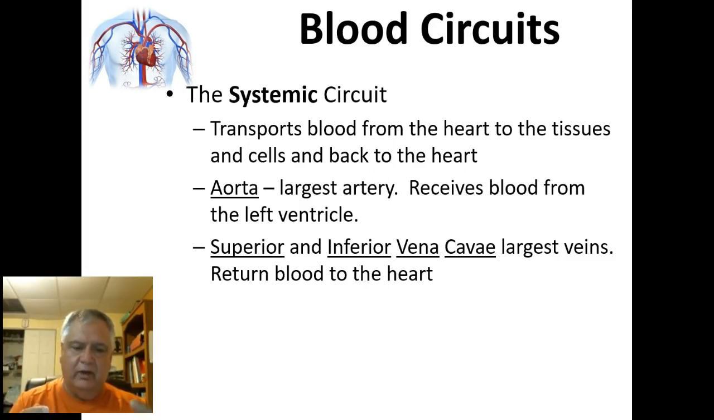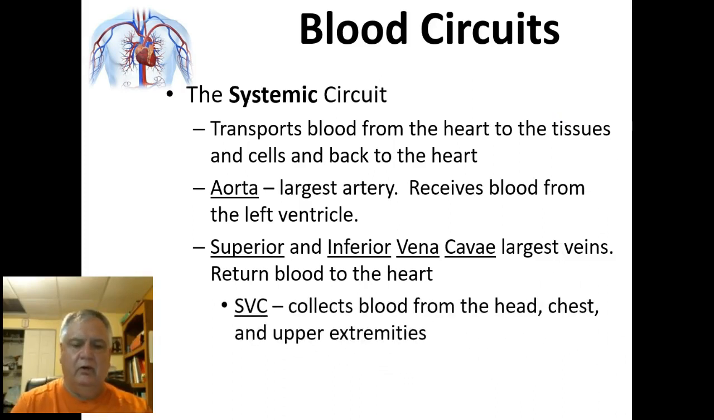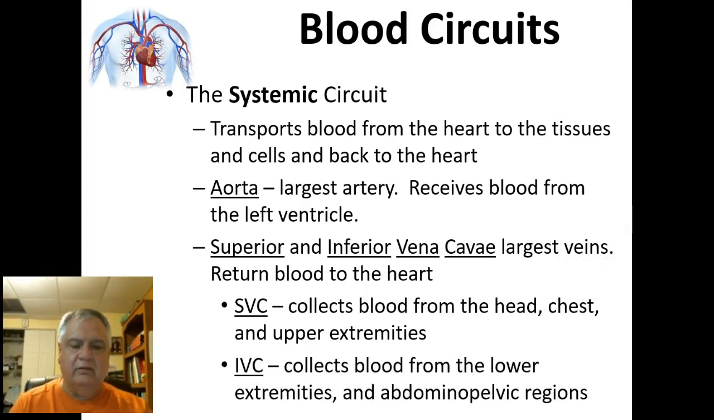The capillary beds form the venules. The venules form the smaller veins. Eventually, those smaller veins bring blood back to either the superior or inferior vena cava. These are the largest of the veins, and they return the blood back to the heart. The superior vena cava, by the way, collects blood from the head, chest, and upper extremities, while the inferior vena cava is going to collect blood from the lower extremities and the abdominopelvic regions and return it to the right atrium of the heart.